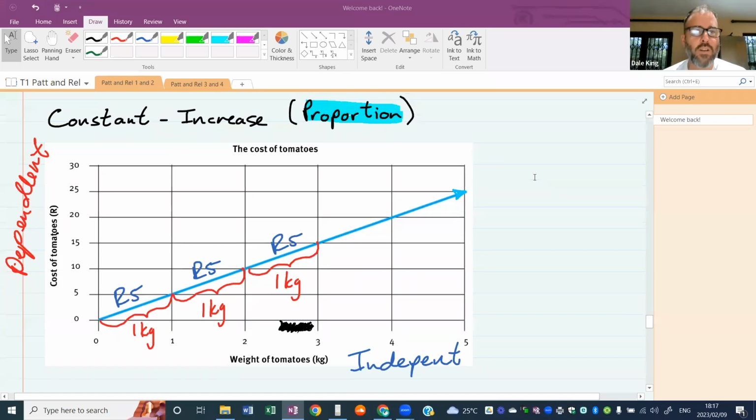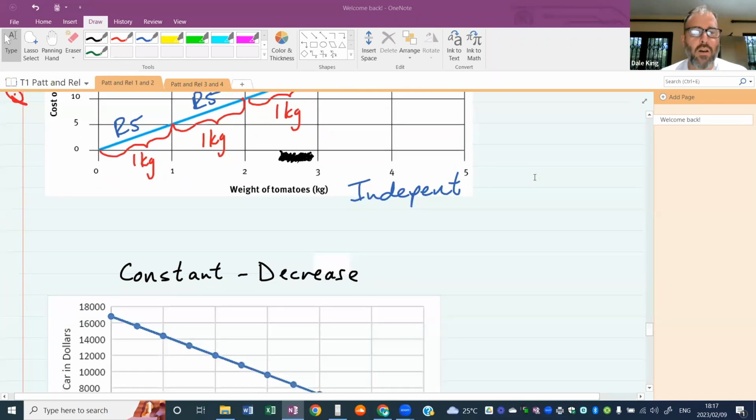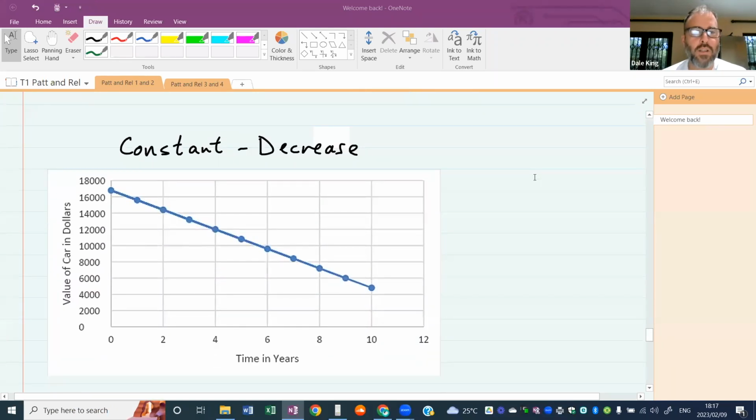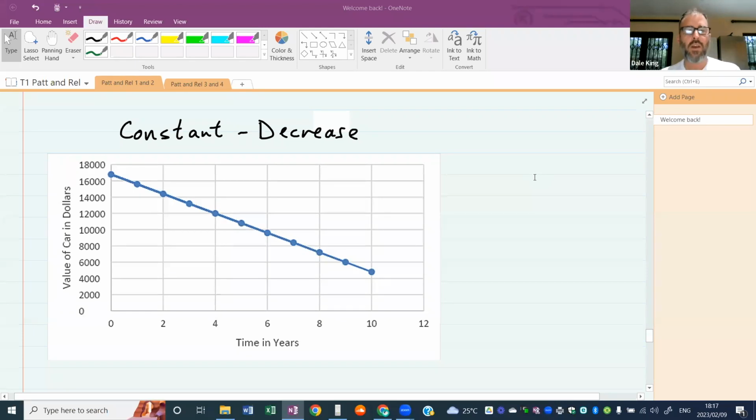All right, so that's a constant increase or a proportional linear graph. Now, we have the graph going down in the opposite direction. Now, this is a very important relationship, even if you don't take math literacy or any subject at school. You will eventually have a car one day, just like most adults strive to have a car one day. When you get your job, the first thing you want to do is get your car so you can travel to work.